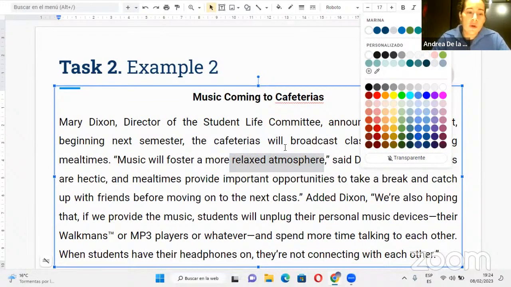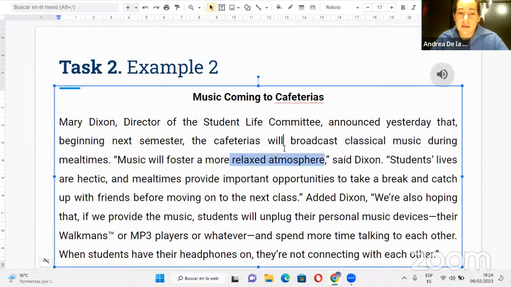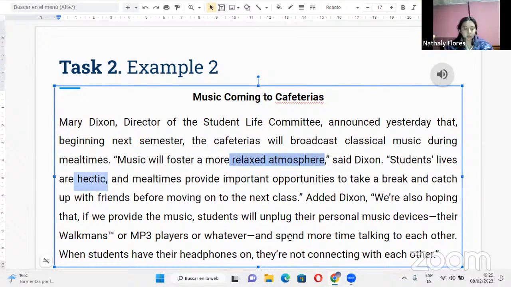Because they think that they are always with so many things to do, so their lives are hectic. That means they're chaotic, and they want to provide something so that students can relax during this time. And the second reason, what was it? So the students unplug their personal music device and spend more time talking to other students.